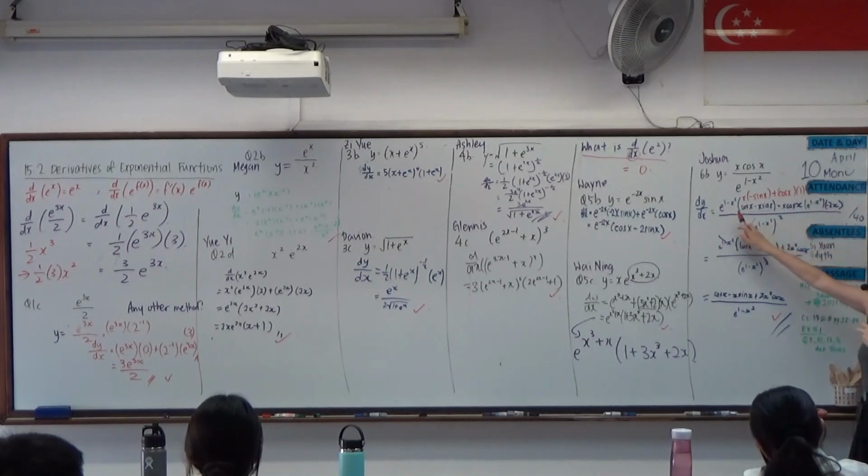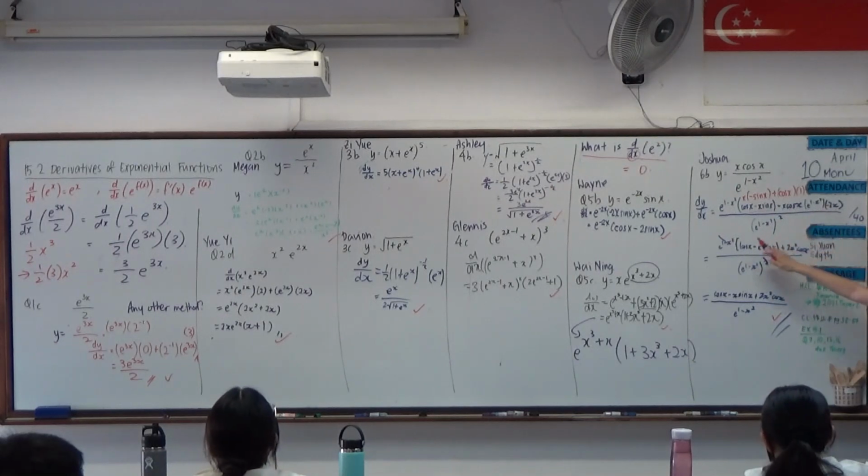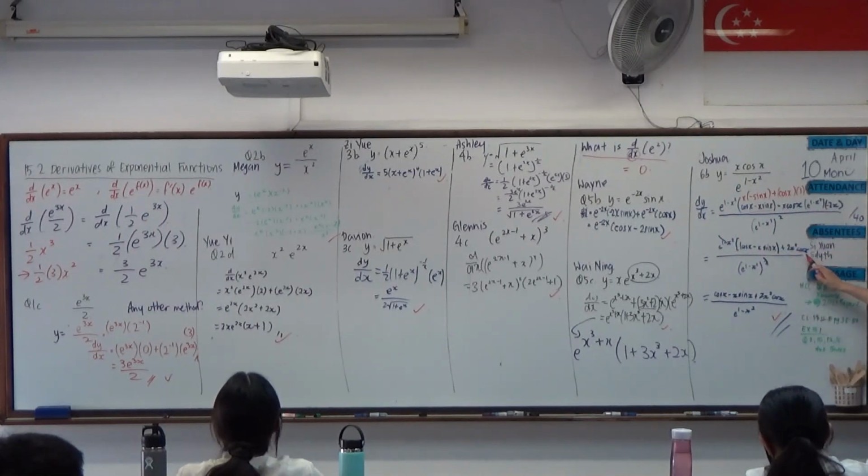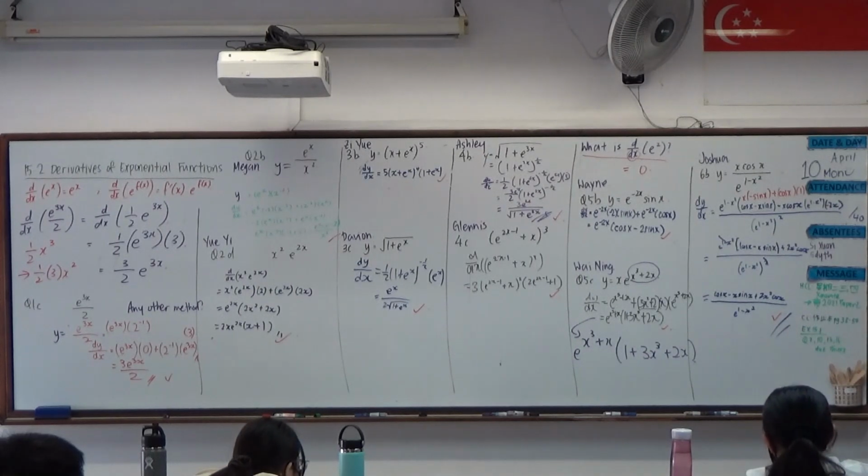You can factorize out your e to the power 1 minus x squared first. And then we go ahead to actually simplify and arrive at our answer. Any questions? Definitely this one takes a lot of patience. But we need more practice for us to actually train ourselves to be familiar with our differentiation rules.